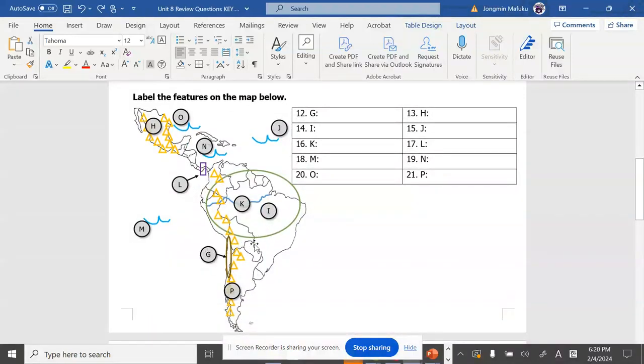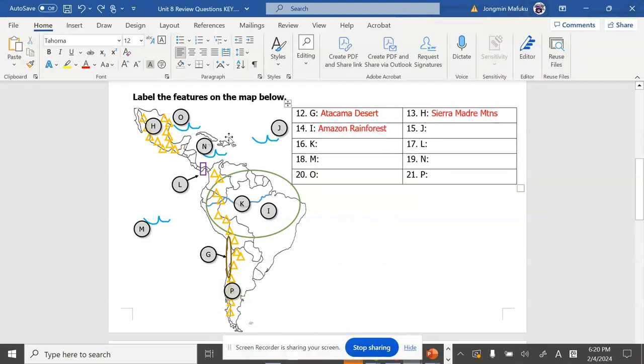12G, we got right here in the middle of the Andes Mountain. The answer is Atacama Desert. H, we have right here on the North America and Mexico mountain in Mexico that is causing the air pollution trap, Sierra Madre Mountain. And then we have number 14, I, which is not talking about the river, but talking about the rainforest itself, and it is the Amazon rainforest.